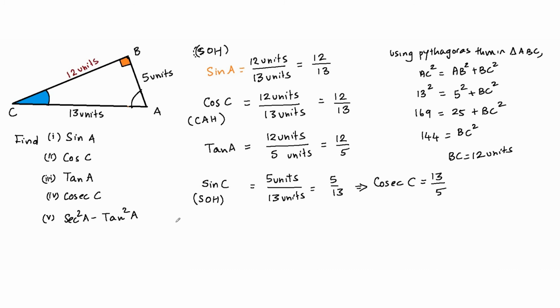So now let's find the fifth subpart. Fifth subpart is sec square A minus tan square A. Sec A is the reciprocal of cos. So let us find sec A first.